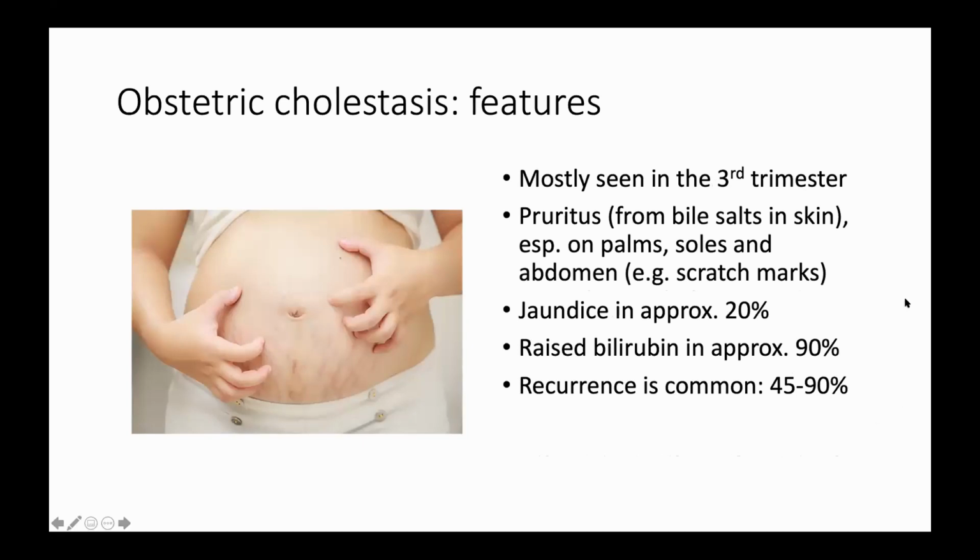And the key thing you'll find both in clinics and in your SBAs is this intense itching. Palms, soles, and abdomen. Women can itch so much that they have scratch marks that can look quite severe. And you'll find that in almost all women, they'll have raised bilirubin. It's not a super specific sign, because of course there are things like Gilbert syndrome that can cause a raised bilirubin without obstetric cholestasis. But raised bili, jaundice in about 1 in 5, and it's common for women to develop it in their 2nd pregnancy if they've had it in their 1st, etc., etc.